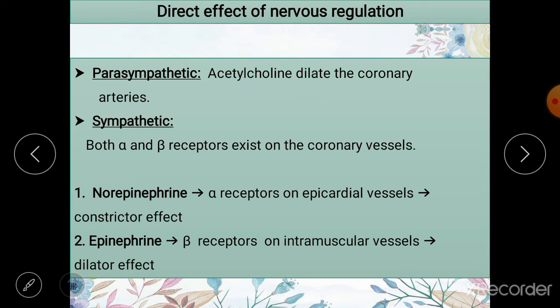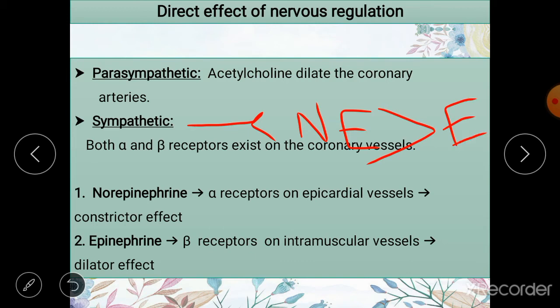So what happens when there is sympathetic stimulation of the heart? As you already know, when there is sympathetic stimulation of the heart, there is going to be secretion of epinephrine and norepinephrine at the end of your sympathetic nerve fiber. But you must remember that the norepinephrine, which is secreted at the end of the sympathetic nerve fibers, is greater in quantities than the epinephrine. I have already told you about this in previous lectures.